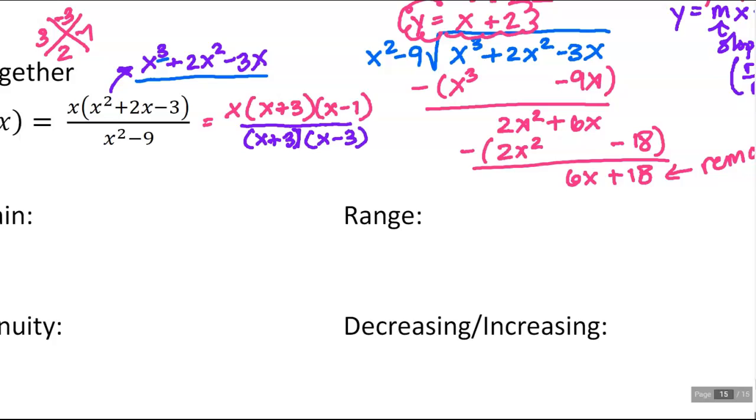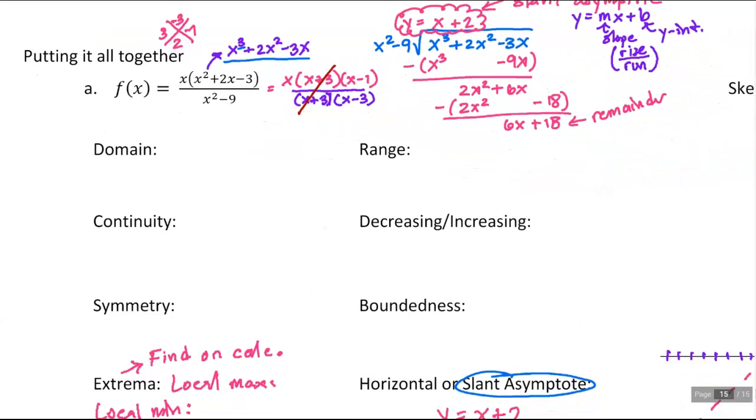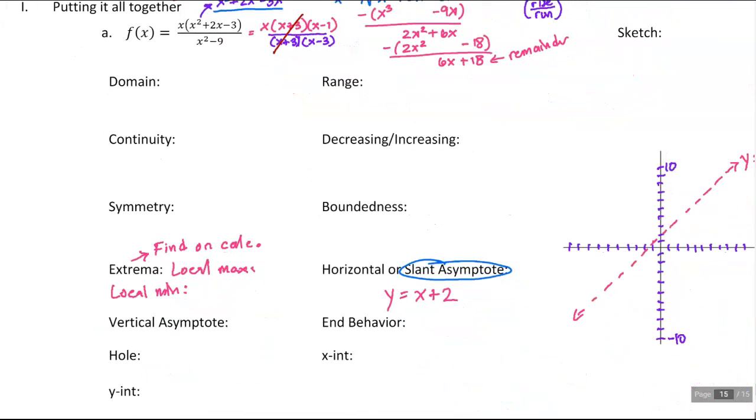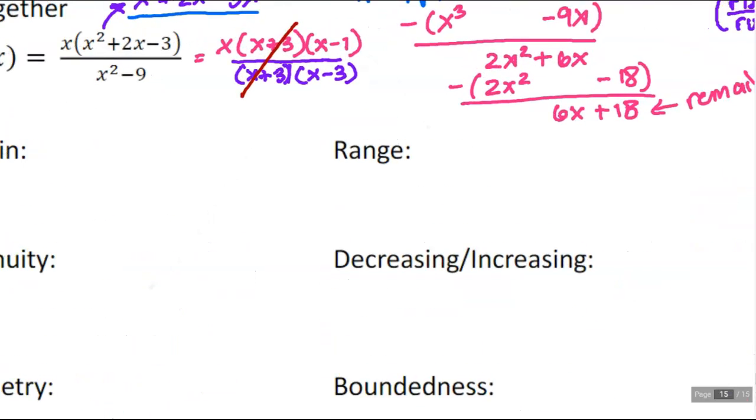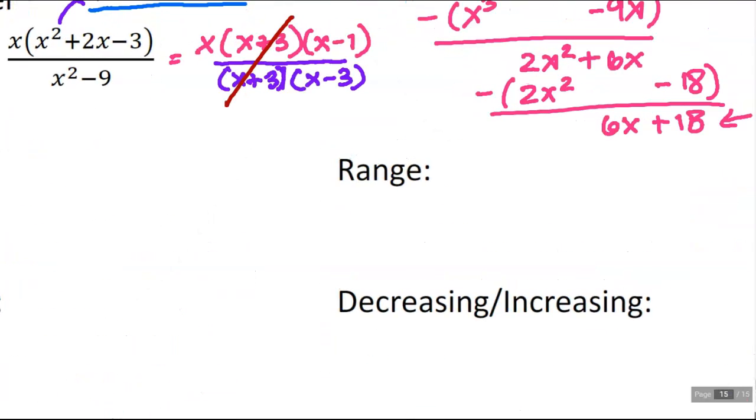Now we should immediately notice that we have a hole created by this x plus 3 over x plus 3. So the x plus 3's will cancel, creating a hole. I'll go ahead and write it down at the x value of -3. And I know that I'm going to have to find that y value eventually, but I'm not going to do it yet. So here in factored form, this is x times x minus 1 over x minus 3.